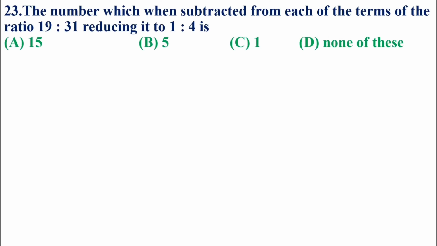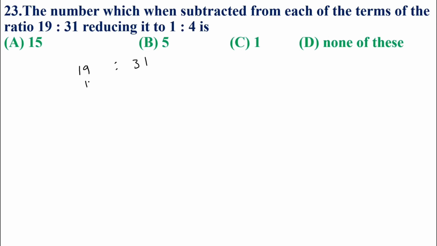The number which when subtracted from each of the terms of the ratio 19 is to 31 reduces it to 1 is to 4. It means find the number so that if I subtract it from 19 and 31, we will get the ratio 1 is to 4. What is the number? 19 is to 31 they have given.